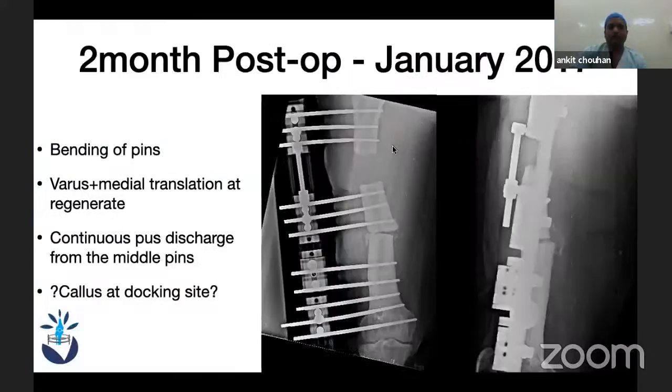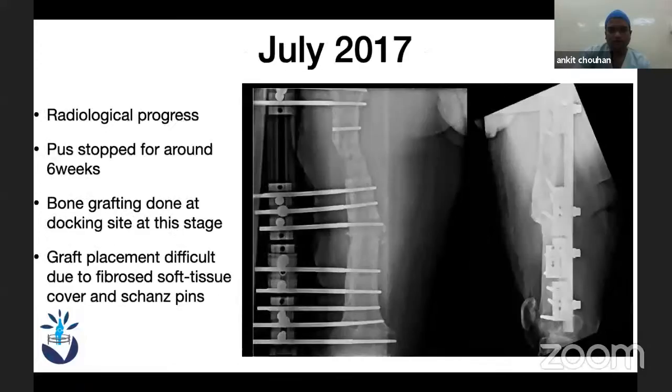But on the X-ray, there was apparent varus angulation and medial translation of the distal fragment. The pins started to show bending. The alignment at the docking site was reduced, and there were no signs of callus or progress of union at 2 months. So at this point, the distraction was stopped and I waited for another 4 months. At the 3rd month, I did a bone grafting at the docking site. This angulation and translation was accepted as such.